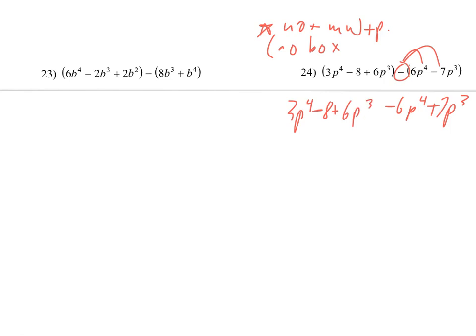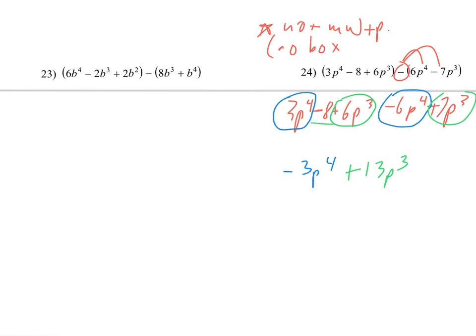And now we'll combine like terms. So I like to do this in order. So I got the fourth power. Negative 6 and positive 3 is going to make negative 3p to the fourth. And then the third power, I got positive 6 and positive 7 makes 13p to the third. And then I'll do minus 8 in yellow, just goes out back.